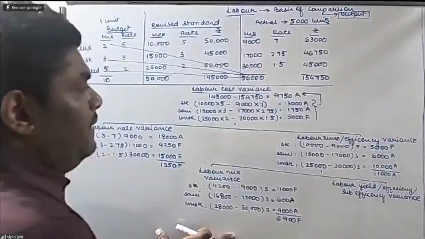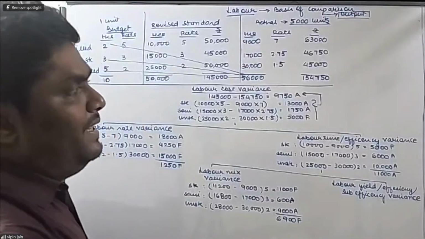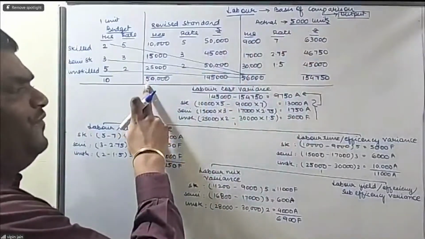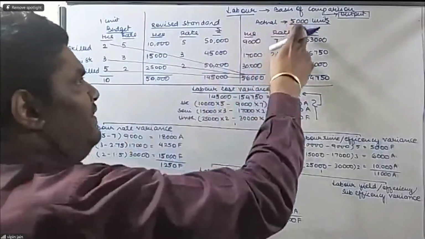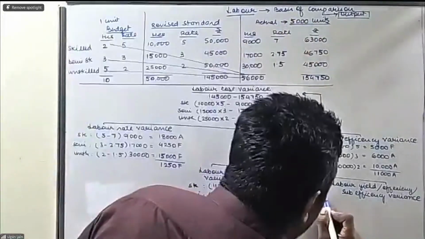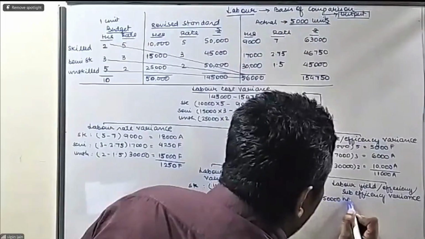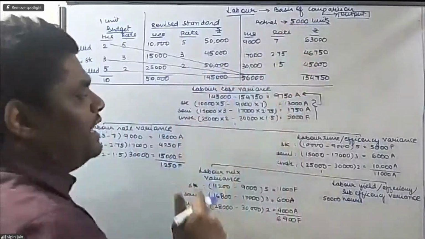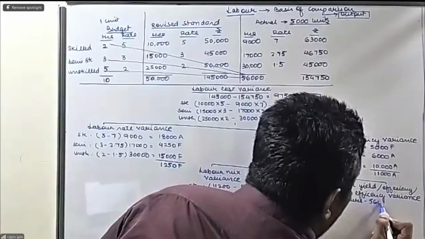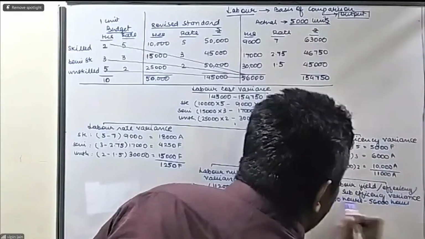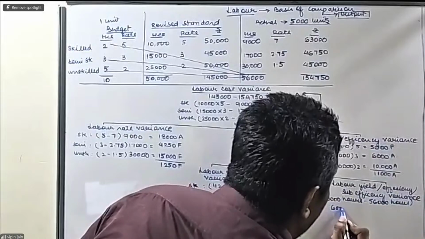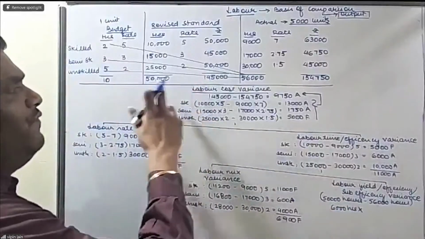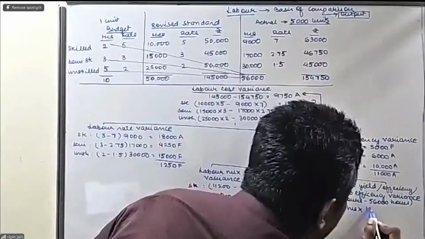So this is all about labor mix variance. Now, when talking about yield variance, again same. These 5,000 units we were supposed to complete in 50,000 hours. But for these 5,000 units, how many hours did we actually take? 56,000 hours. So how many hours extra? 6,000 hours is my inefficiency, into the weighted average rate, that is 1,45,000 divided by 50,000.